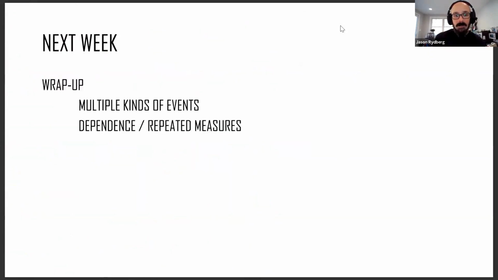That's it. So next time, we're going to talk about some expansions of the Cox model. So looking at what if I have many different kinds of events? And then what if I have some kind of dependence or repeated measures? How does survival analysis and the Cox model deal with those? So looking forward to talking about it then.